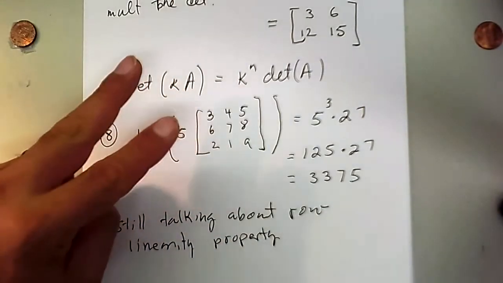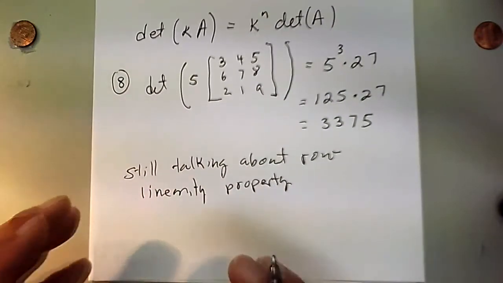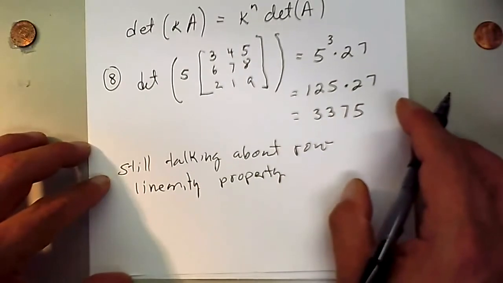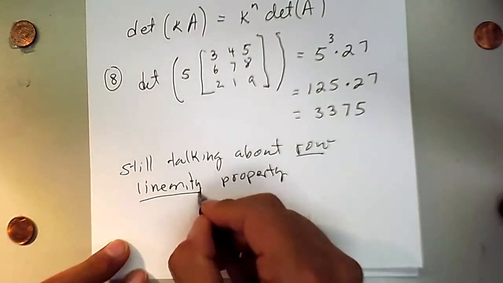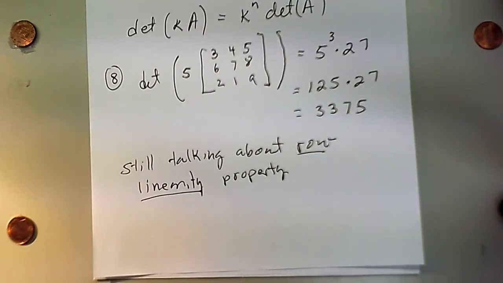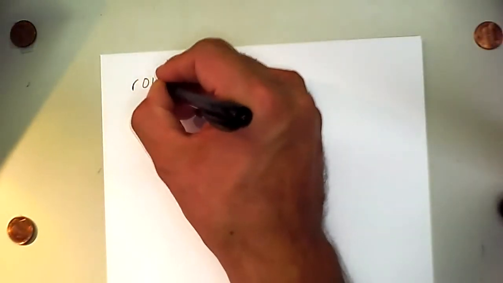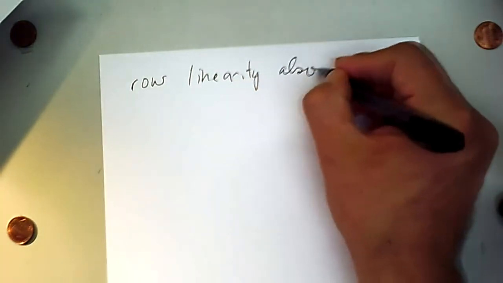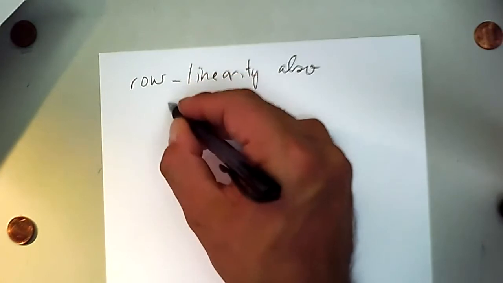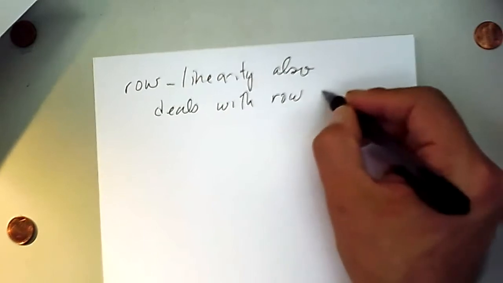But there is a second part of linearity. Linearity means that we can multiply by constants and things are going to be preserved the same way. Row linearity. And also, if we add things together, then they're also going to be preserved. So row linearity also deals with row addition.